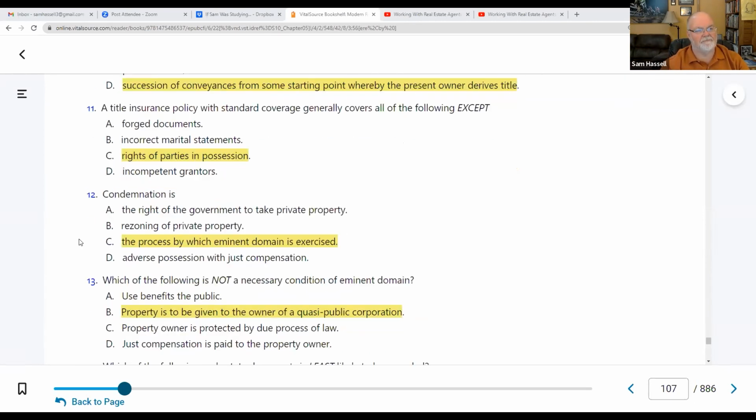Number 11, a title insurance policy, which with standard coverage generally covers all of the following, except, all right, and the answer is C, the rights of the parties in possession, okay? The rights of the party in possession is the seller, so we're not really going to cover that. Forged documents, incorrect marital statements, incompetent grantors. Remember what I was just saying about all these people coming back? That's why your title search, that's what your title insurance policy will cover, right?